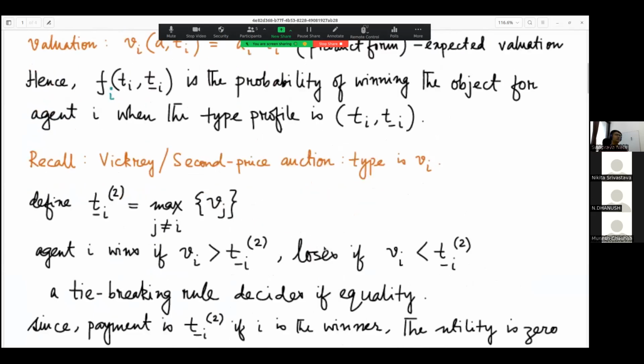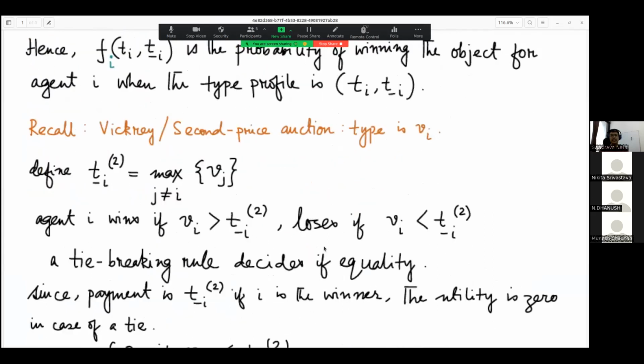Now we have discussed the second price auction. You can think of this as a special case of the description that we have just given. So the second price auction is a special case of the description that we have just given.